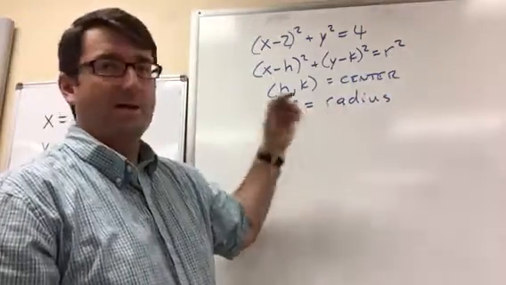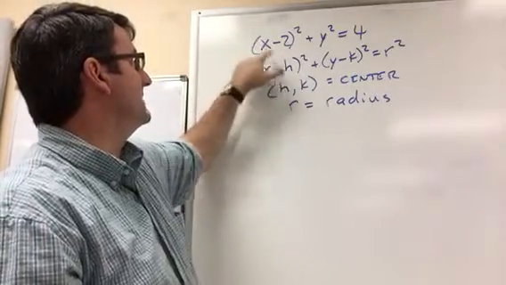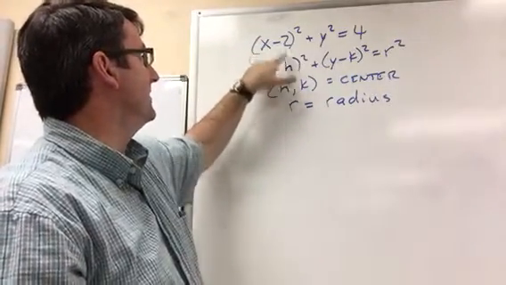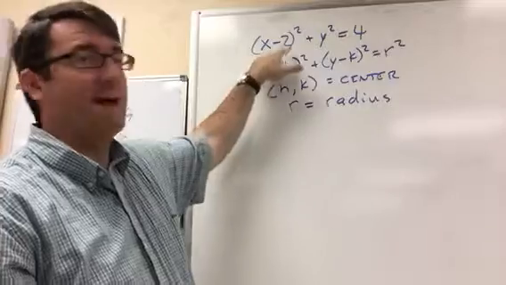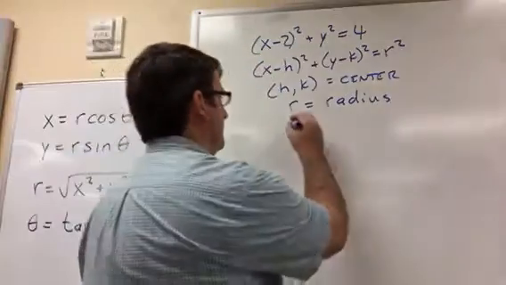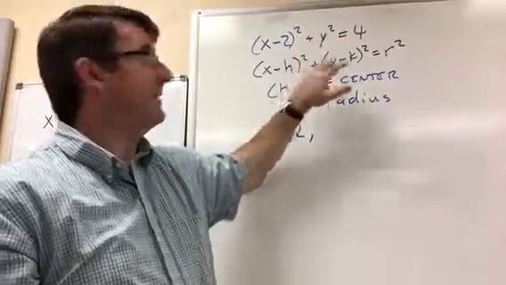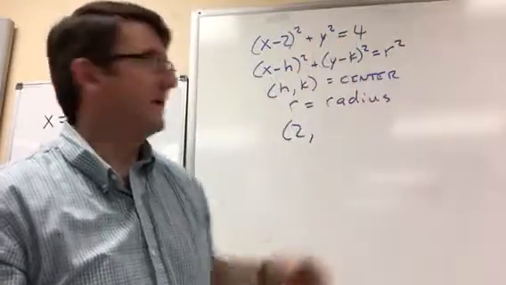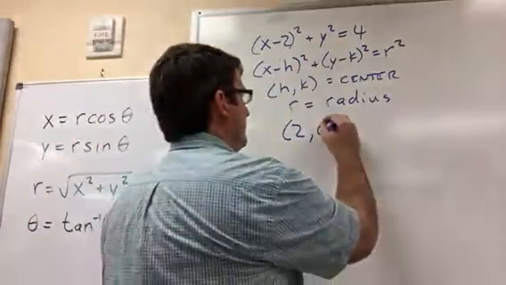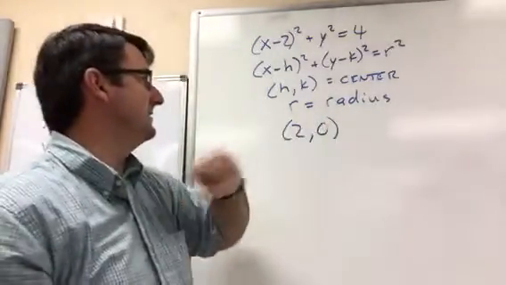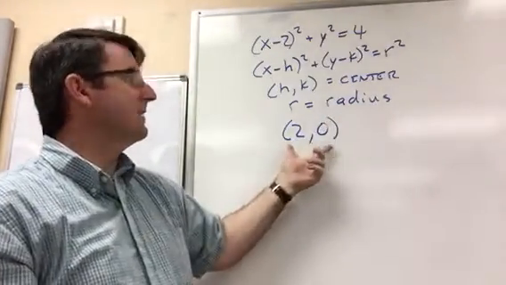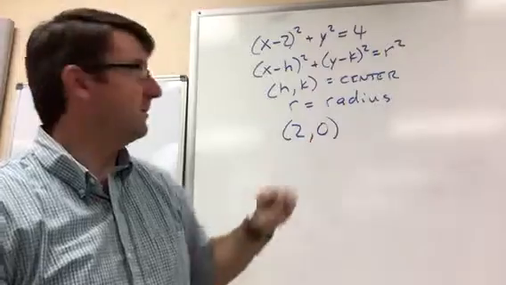So given that, we can see from this that our h here is 2. We've got x minus 2, so h is 2. And y, we're not subtracting anything from y. This is y minus 0 squared. So our k is 0. So the center of this circle is going to be at the point (2, 0).